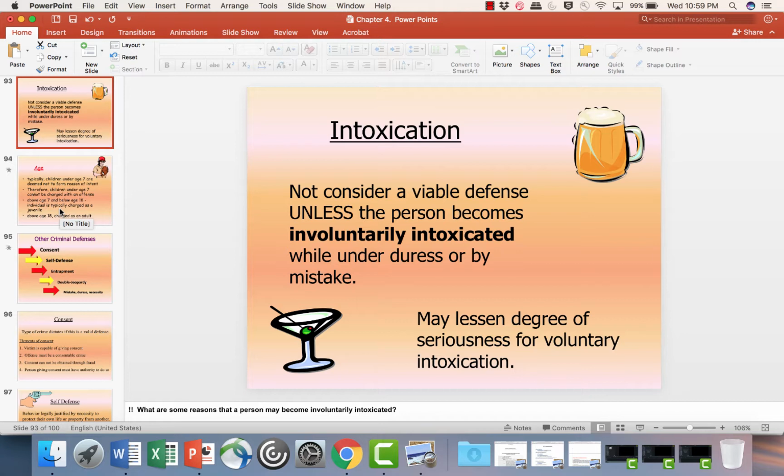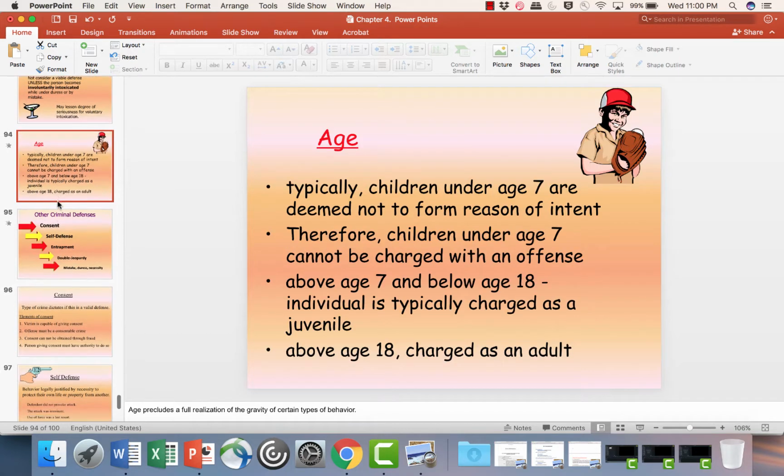Another one is intoxication. This is interesting for college students to know: it's not considered a viable defense unless the person becomes involuntarily intoxicated. What that means is that the individual was given Rohypnol, or a date rape drug, or something like that while under duress, and this may lessen the degree of seriousness for voluntary intoxication.